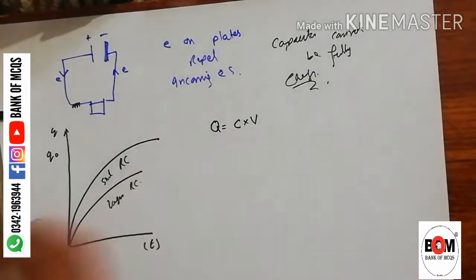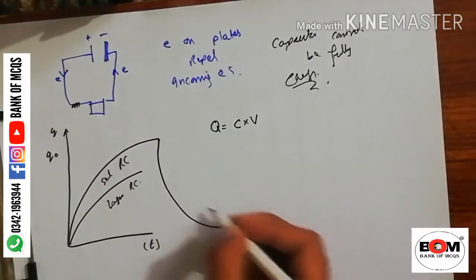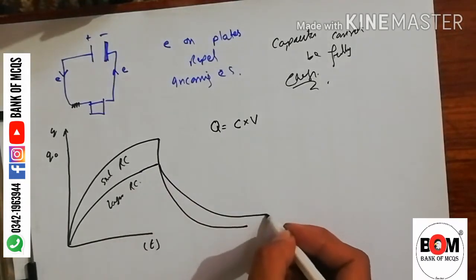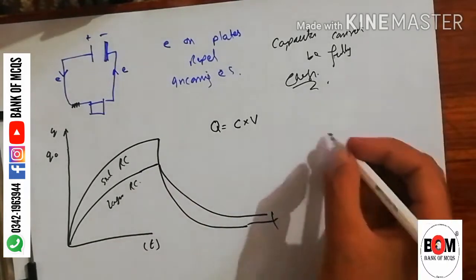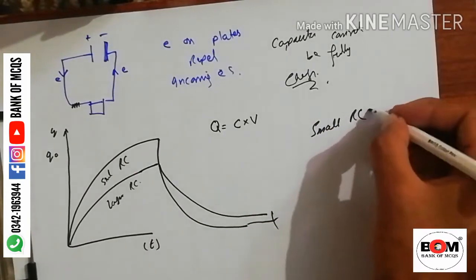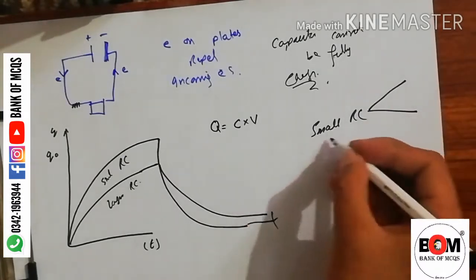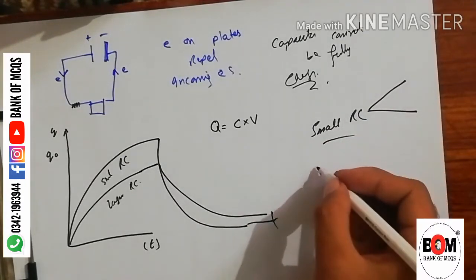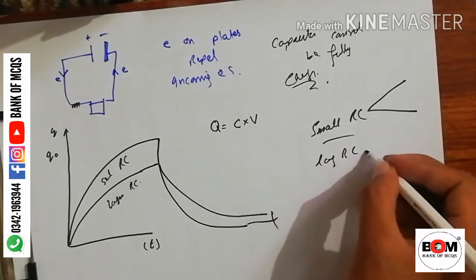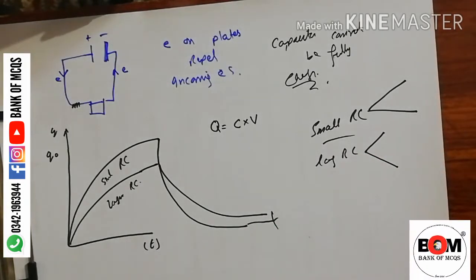Now this was for charging. For discharging, the smaller the RC value, the sooner it will be discharged, and the larger the RC value, the greater the time it will take to discharge. So bear in mind, the smaller the RC value, the easier it will charge and discharge, and the larger the value of RC, the more time it will take to charge and to discharge.